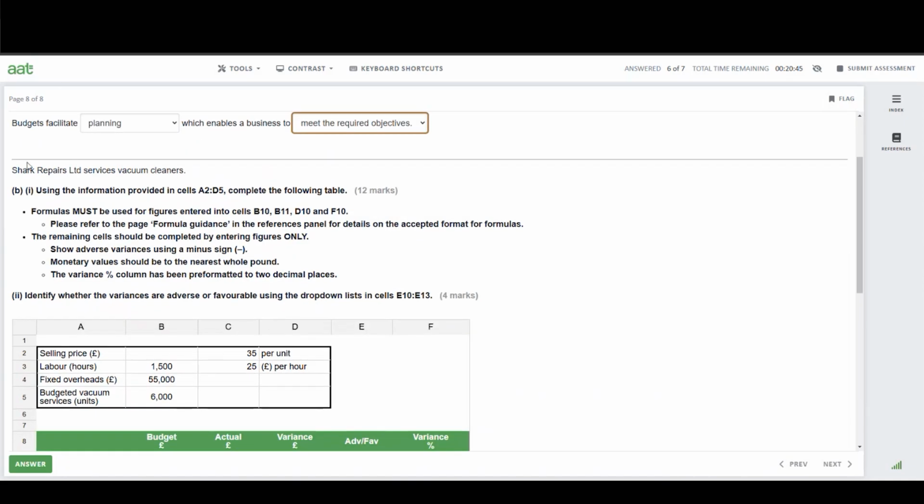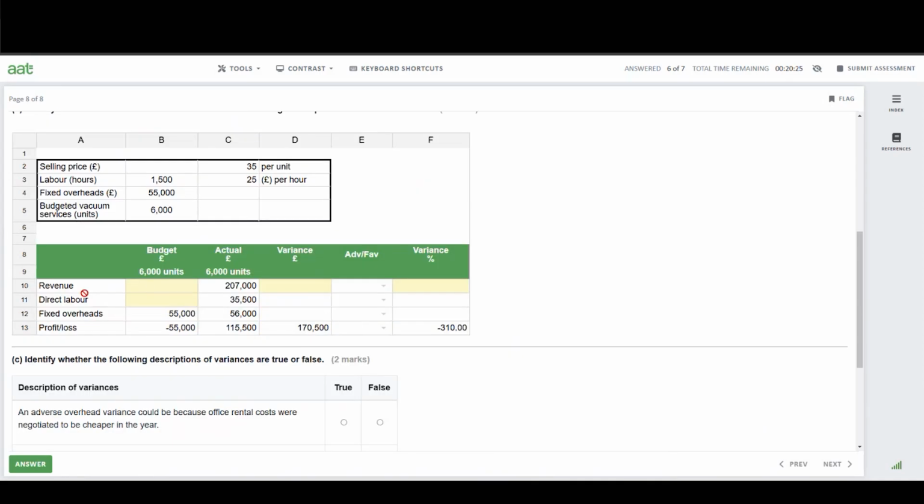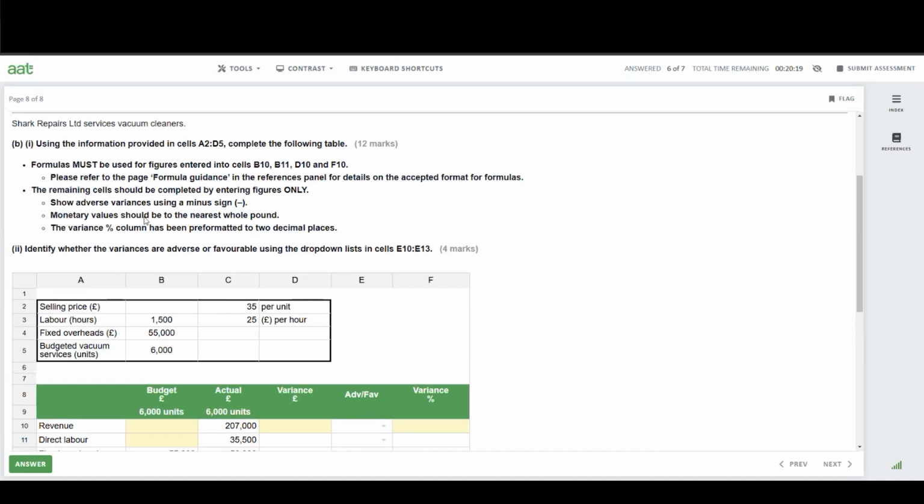Moving down then. Business now calls Sharp Repairs Limited, who service vacuum cleaners. Using the information provided in cells A2 to D5, so this is this bit here, A2 to D5, complete the following table. Let's scroll down a bit. Okay, yes, so we've got a table here, still within our Excel format, and it's that table we need to complete.